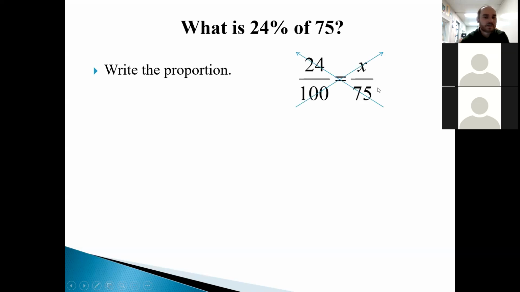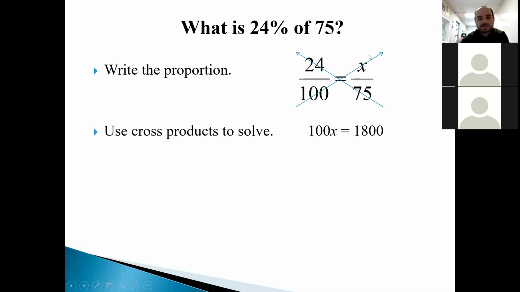You all love and remember this, right? Now, if I was a mean math teacher, I would make you do this all on your own, but I'll go ahead and tell you, when you cross multiply 100 and x, you get 100x. When you cross multiply 75 and 24, you get 1800. So what is the last step to solving this proportion?